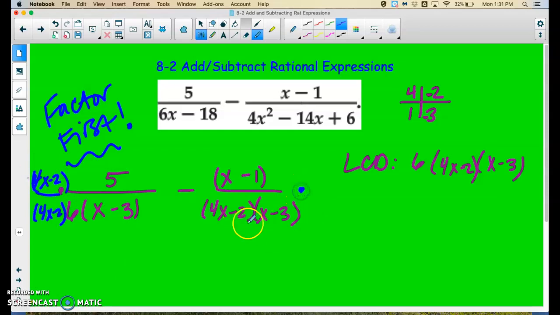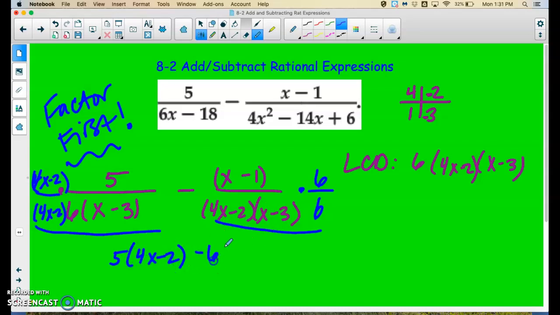And then what's missing on this side? Right, the 6 is missing as well. So that's going to be 6 over 6. So here, now we can go ahead and put them together because they have the same denominators. Okay, so now it looks like we have 5 times 4x minus 2 minus 6 times x minus 1, because there's a minus sign here, so we got to bring that down.